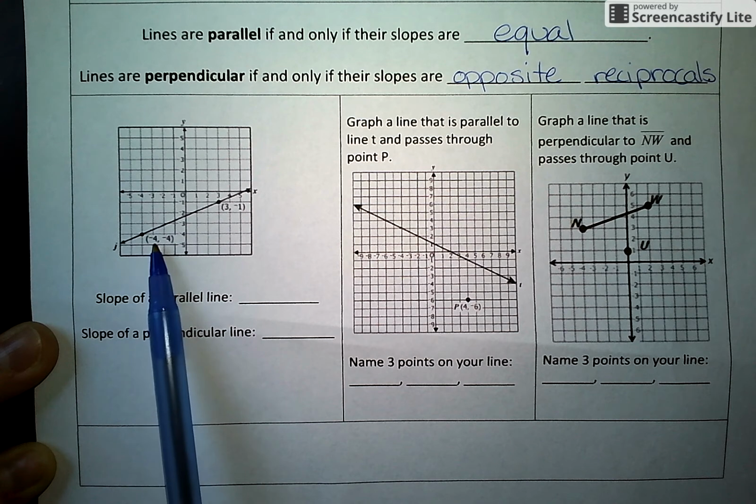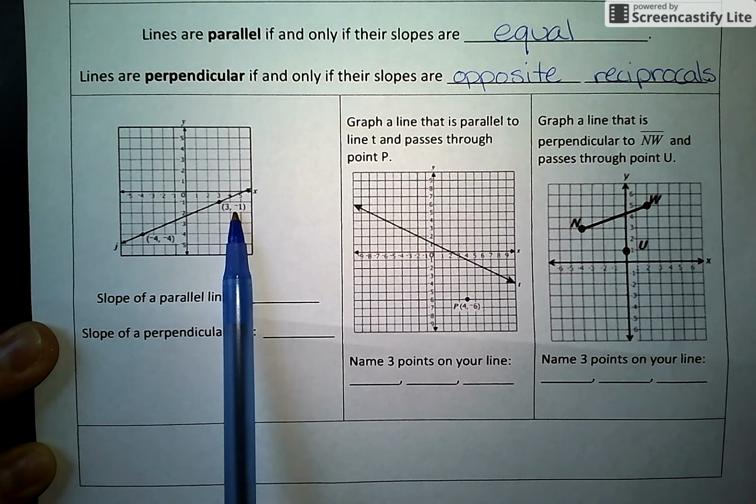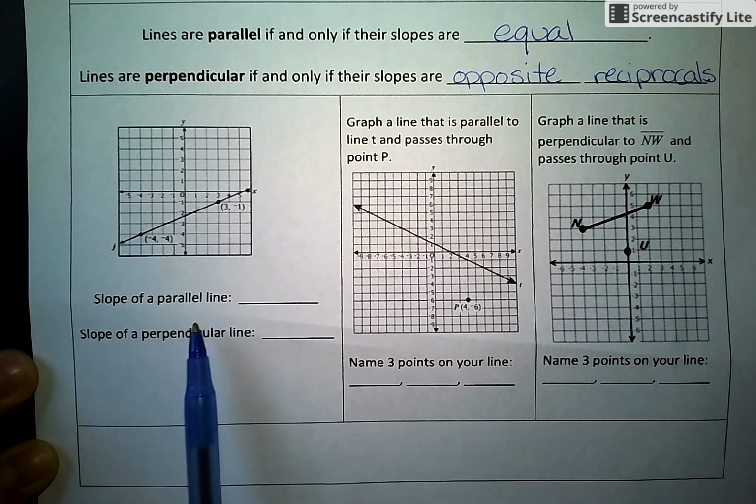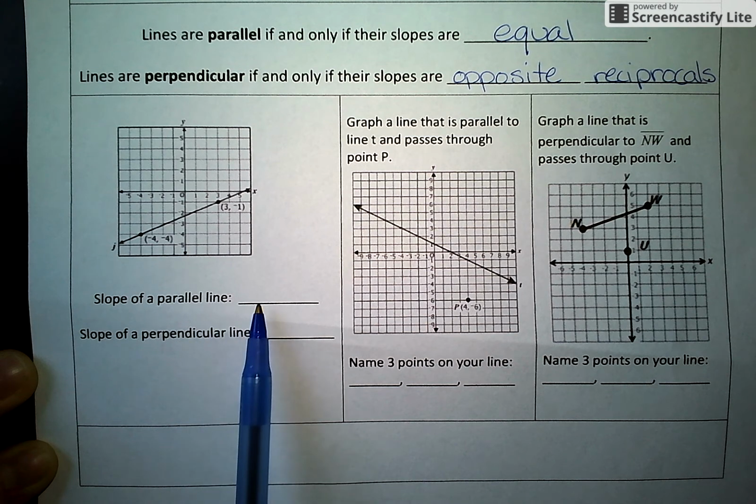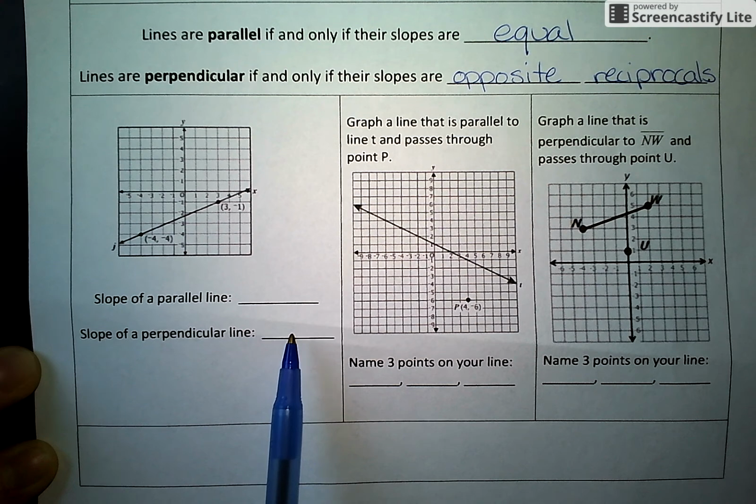First, we have a graph where the points are labeled for us. That's nice. We are asked to list the slope of a line that's parallel to this line and the slope of a line that's perpendicular to this line. So first, we need to find the slope of the given line.